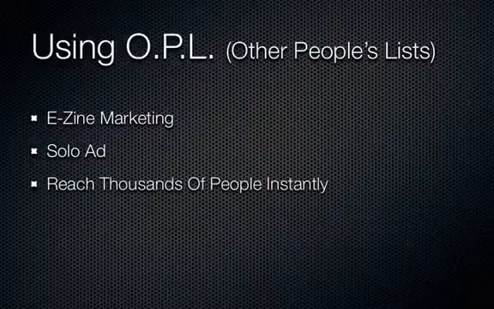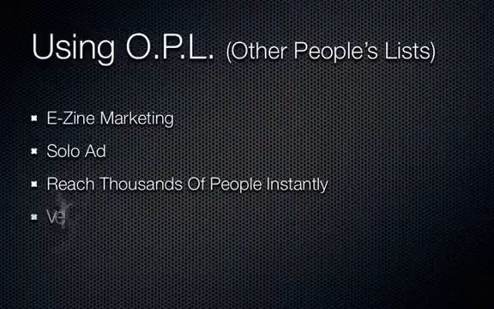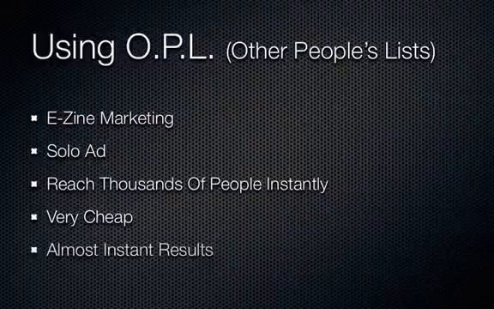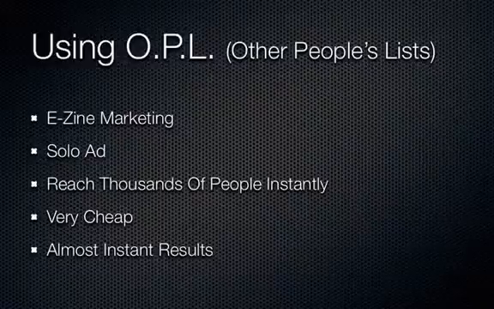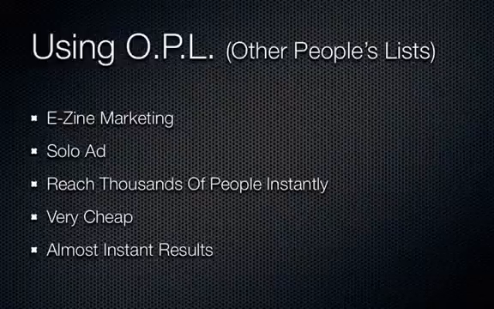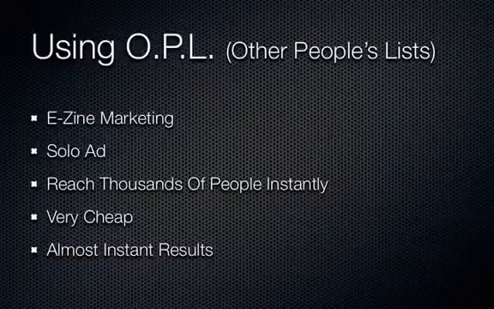So with e-zine solo ad marketing, we're going to reach thousands of people virtually instantly, with just a click of a mouse. It's very cheap, like I said, and most importantly, it gets you almost instant results. When I submit an e-zine solo ad, I start seeing results within about an hour, typically on average. So when you click that send button, about an hour later you start seeing traffic, people coming to your affiliate site, and then you start seeing sales coming in right away. You don't have to wait days and days for that to work.